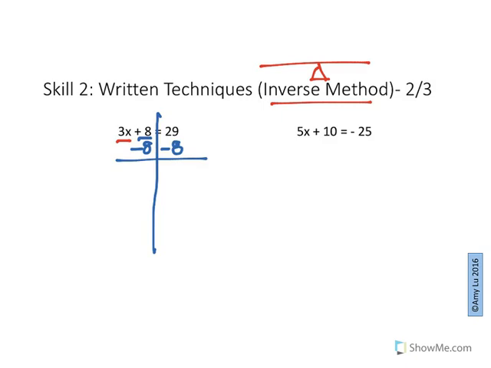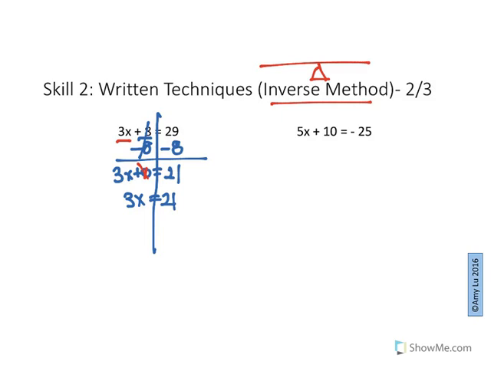If you subtract 8, take away 8 makes 0. So that leaves me with 3x plus 0. 29 minus 8 will leave me with 21. Now that's 0, so we actually don't have to write it there. It's unnecessary. We can simply write it as 3x equals 21.